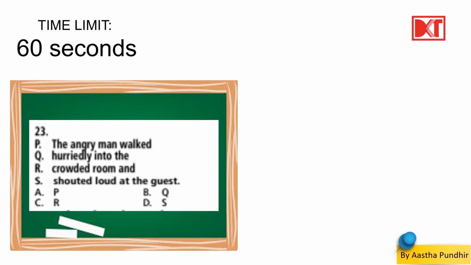Okay, next up. The angry man walked hurriedly into the crowded room and shouted loud at the guest. Here, the incorrect portion is S. It should be shouted loudly at the guest. Not loud. Loud is an adjective, but we are talking about an adverb here, so shouted loudly at the guest. Correct answer is D, S.